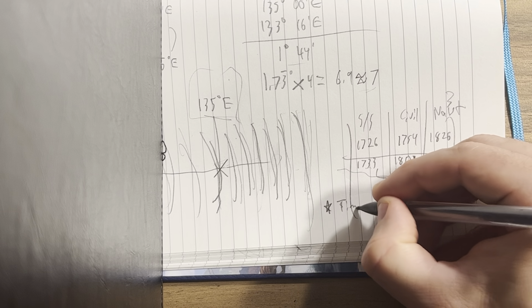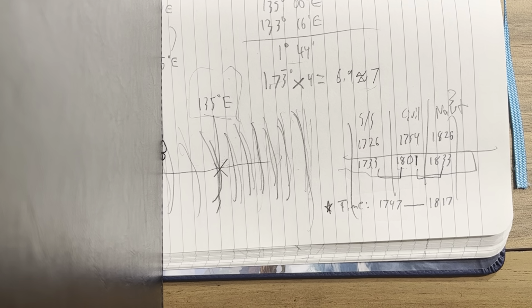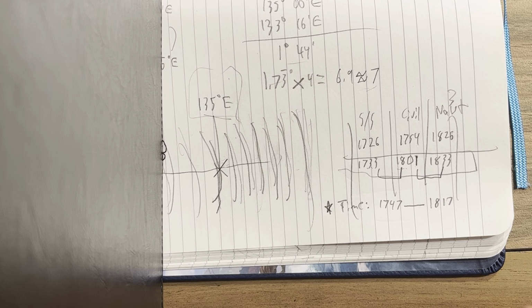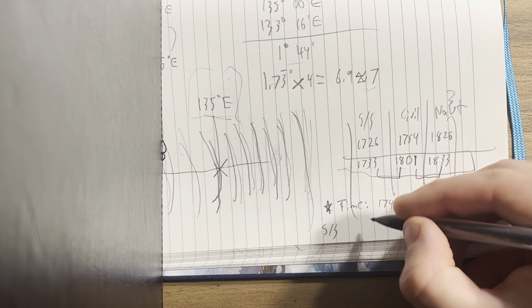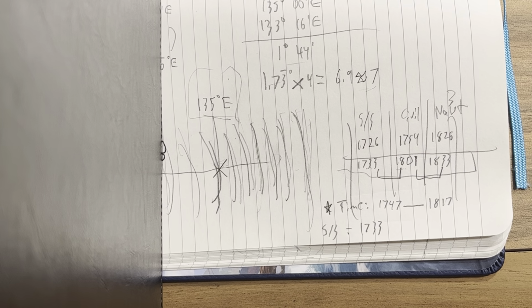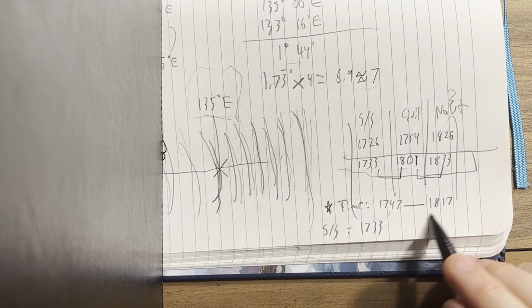So the question will usually be asking you, what is the time of sunset and what is the time of star time? What is the period of star time? And you could say sunset is going to happen at 1733, and star time is going to occur from 1747 to 1817.